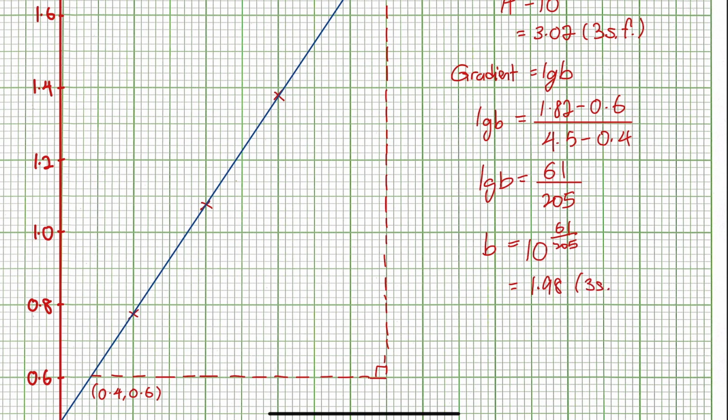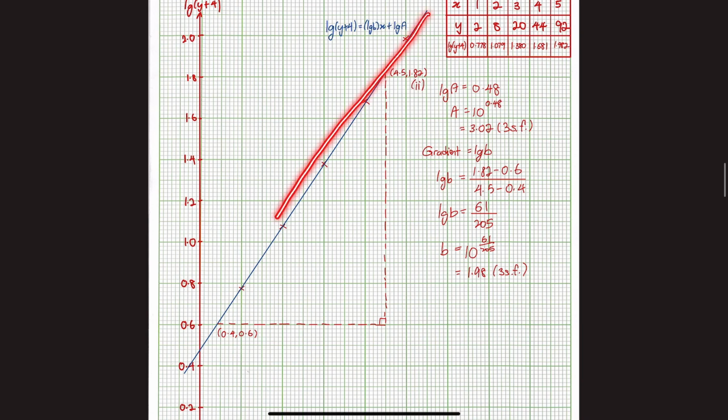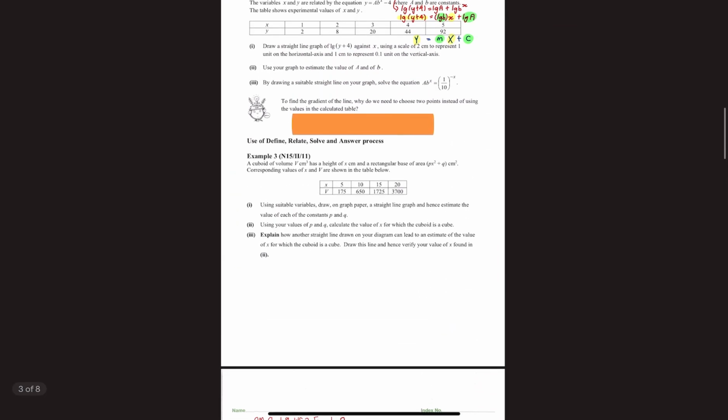Usually there's a plus minus 0.5 margin of error for calculation of a constant based on a graph. Remember, please make sure this is your best fit line. Then you can calculate this a and b more accurately. Okay, so this is for part 1 and part 2.